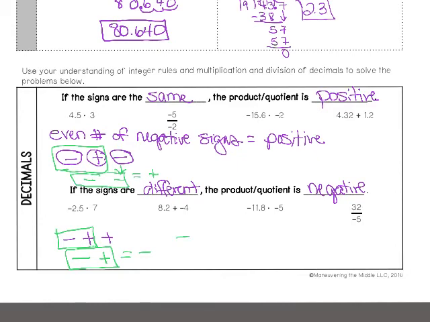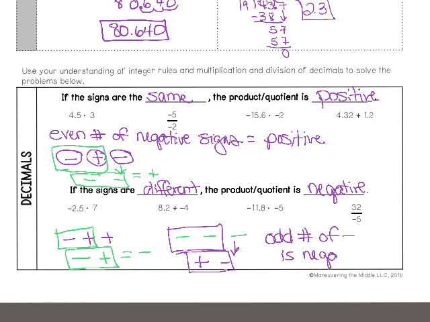Same thing if you have 3 negative numbers. Negative times a negative times a negative is a positive, but a positive times a negative is negative. So even number of negative signs is positive, odd number of negative signs is negative. That's what you have to remember. Remember, negative times negative is positive, and an odd number of negative signs is negative.